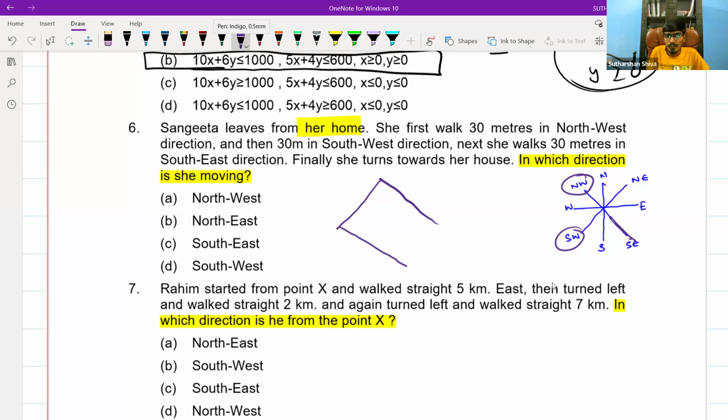Again 30 meters. Finally, she turns towards her house. This is your house point. If she turns towards the house, going on this side, in which direction is she moving? She is moving towards northeast. So my answer is option B.